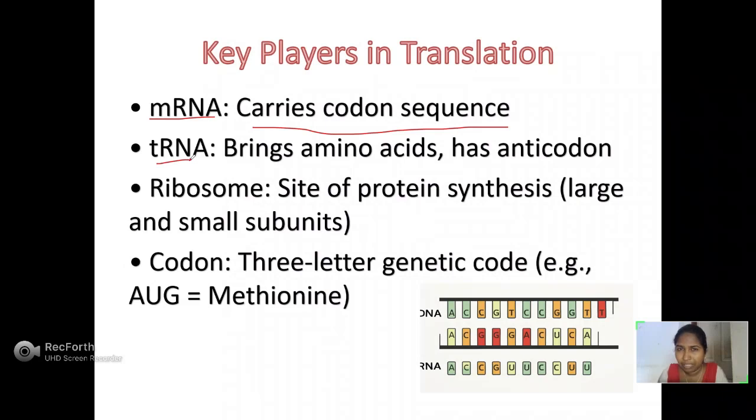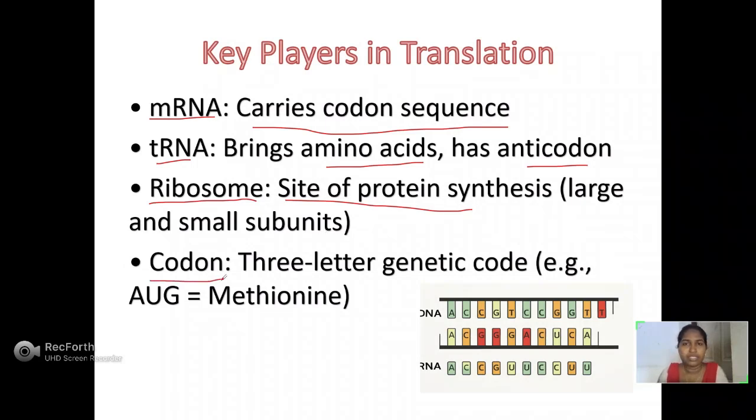Then tRNA. I told you about the tRNA, which brings someone to somewhere. The transfer RNA transfers amino acids, and it has an anticodon loop. It carries amino acids to where? Towards mRNA. And it takes place in the ribosome, the site of protein synthesis, and you know that the ribosome has two units, a large subunit and a small subunit.